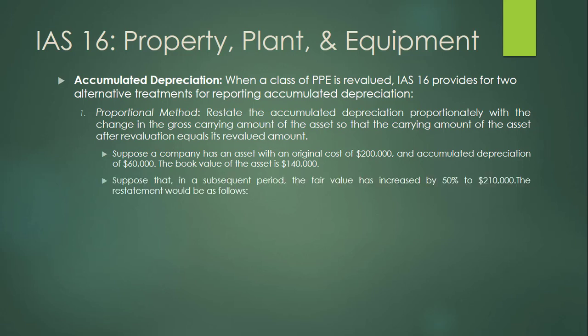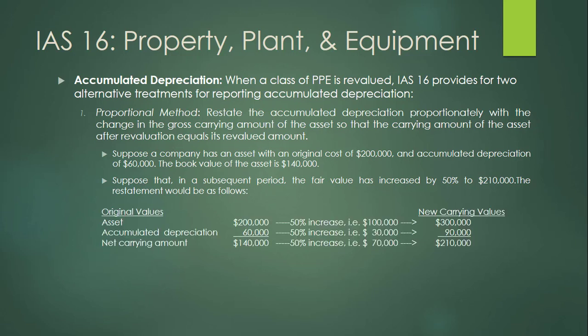Further, suppose that in a subsequent period, the fair value has increased by 50% to $210,000. Then the restatement would be as follows. On the left, you see the original values of the asset before the revaluation. So the original cost of the asset is $200,000 and the book value is $140,000.